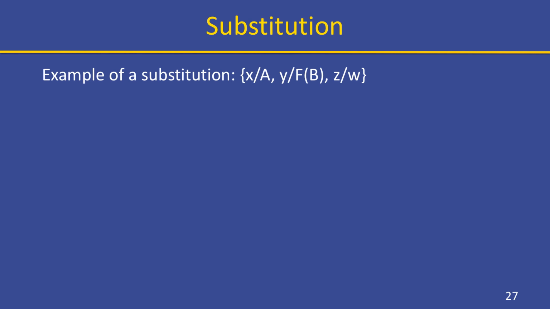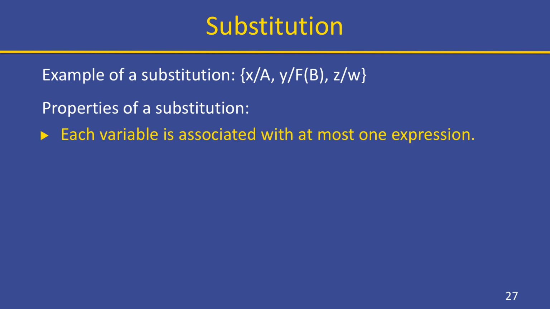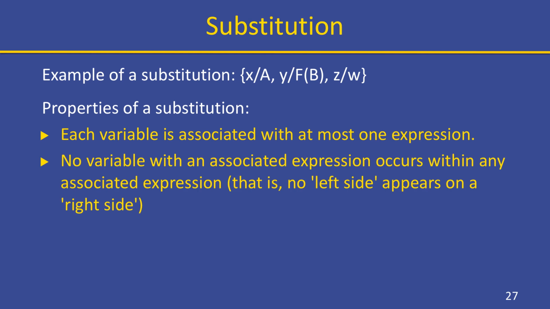Here's an example of a substitution. We don't have to have a single variable being replaced. We can substitute several variables at once, as long as we obey certain rules. Each variable can be associated with at most one expression. I can substitute x with a. I cannot substitute x with a and b, or a and f of b. And no variable with an associated expression can occur within any associated expression. So I cannot have a variable on the left side appear on the right side.